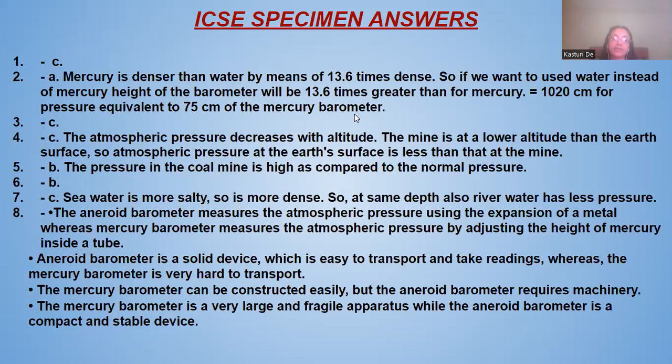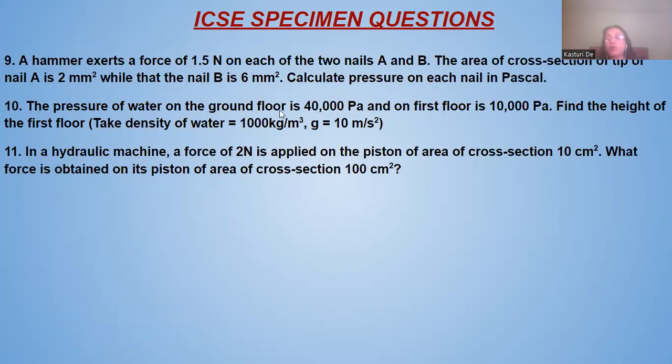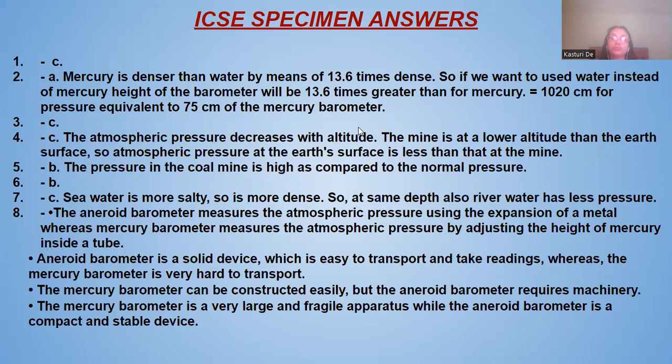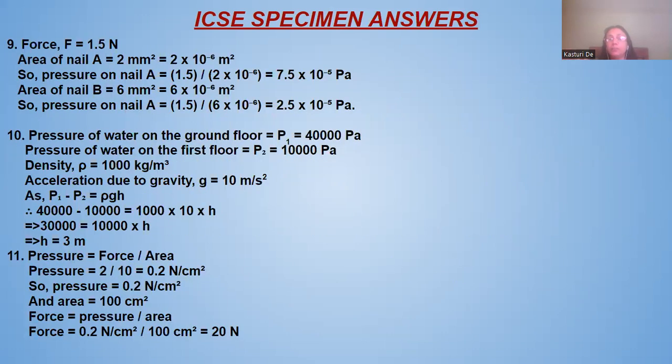Next. The pressure of water on the ground floor is 40,000 pascals and on the first floor is 10,000 pascals. Now find the height of the first floor. Density is given as 1000 kg per meter cube and acceleration due to gravity is 10 meter per second square. So let us see. Again here, pressure is equal to rho, that is density, into gravitational force into height. So from this we can know the height of the floor.